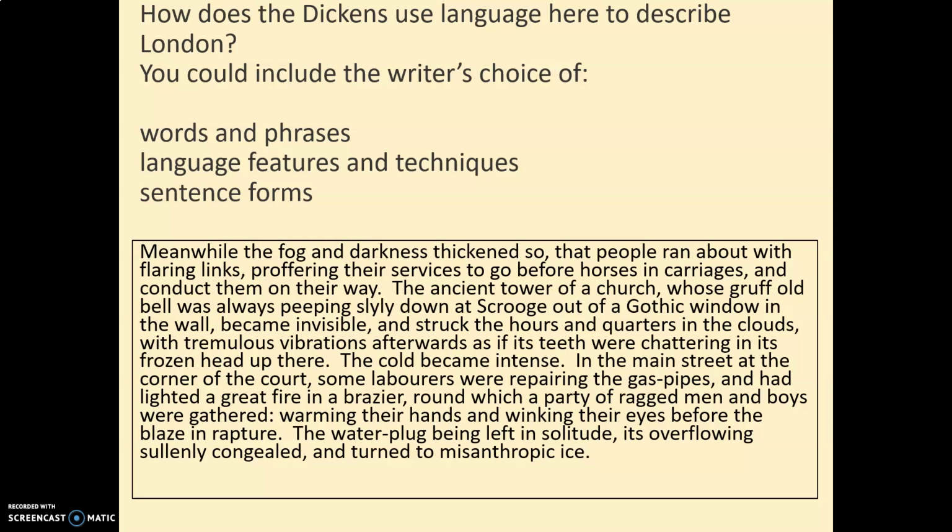Your analysis, this is where it really kicks in. So we've done a bit of work on this more recently, but I know it's something you guys still need to work on. So looking at the effects of specific words, and then finally again, what sort of mood or feeling is Dickens trying to create, and why does he want London to seem like that? And you could try and think about like the parallel between Scrooge and London at that point as well.